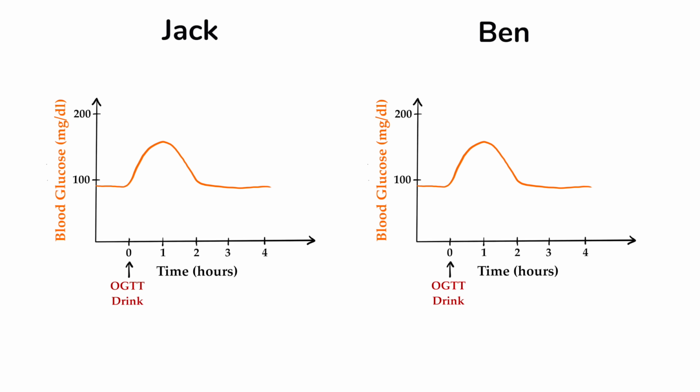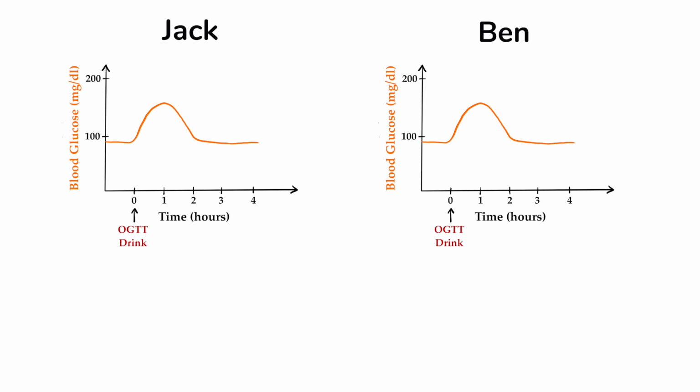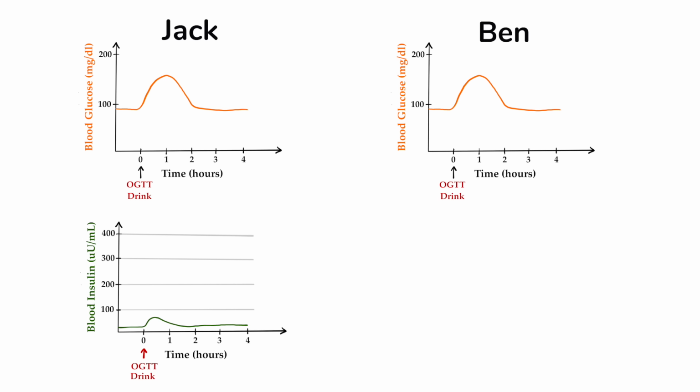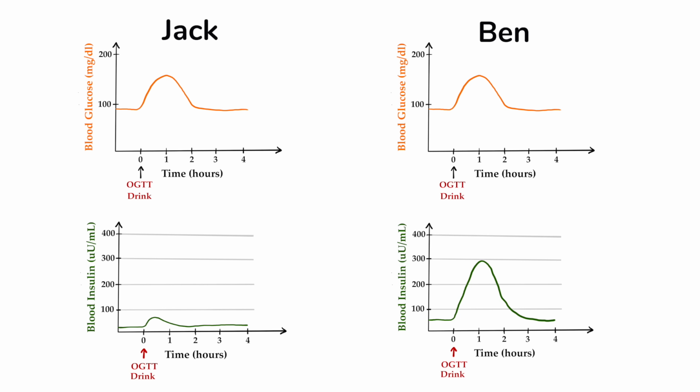However, if we took a look at their insulin levels during this oral glucose tolerance test, we would see some striking differences. Jack's insulin levels start very low, rise modestly throughout the test, and then go back to baseline. This is very different from Ben's insulin levels. These already are modestly higher at baseline, but then they really take off like a rocket.